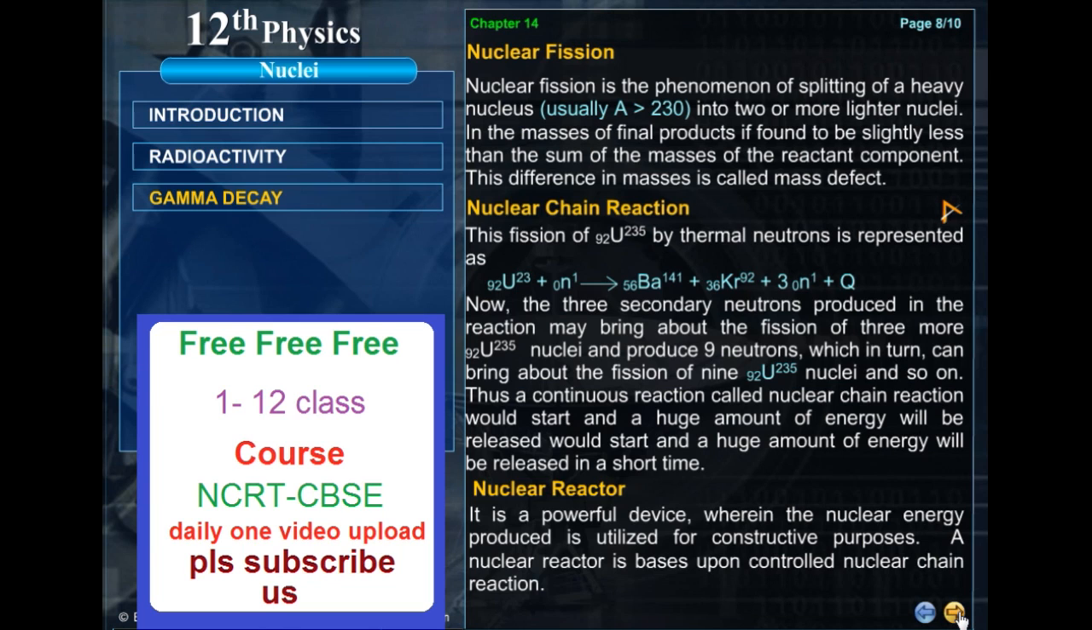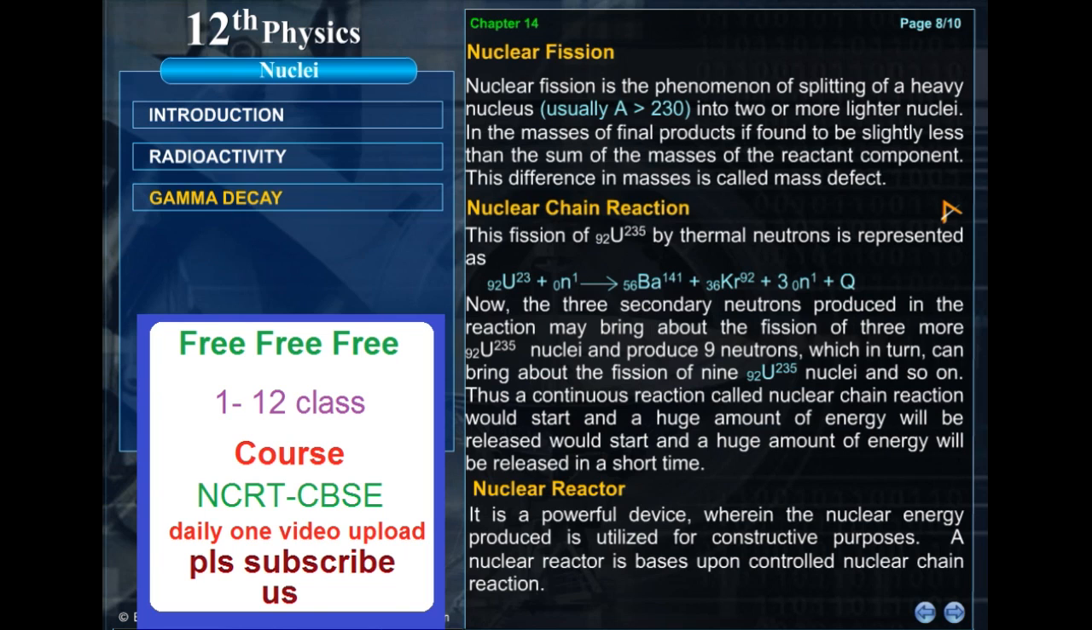and produce 9 neutrons, which in turn can bring about the fission of 9 92U235 nuclei, and so on. Thus, a continuous reaction called nuclear chain reaction would start and a huge amount of energy will be released in a short time.